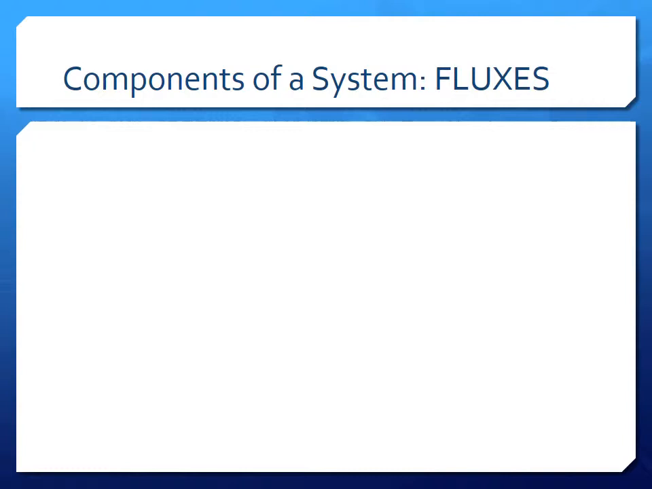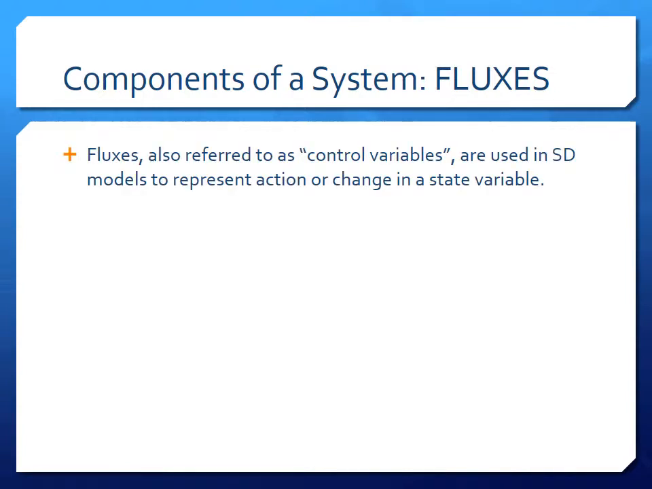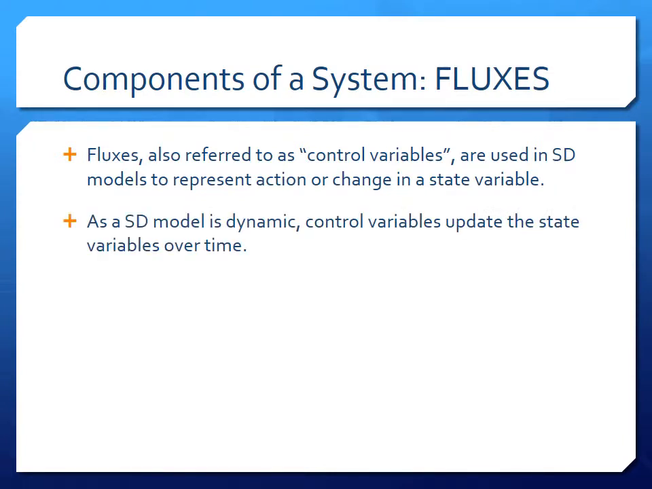The next component of systems are fluxes, and fluxes are referred to as control variables as well in system dynamics speak. These are used to represent actions or changes in the state variable. Okay, now we'll go through some examples. Because a system dynamics model is dynamic, these control variables are used to update the state variables over time. So these are used to reflect how the system changes over time, how that stock is accumulated over time.